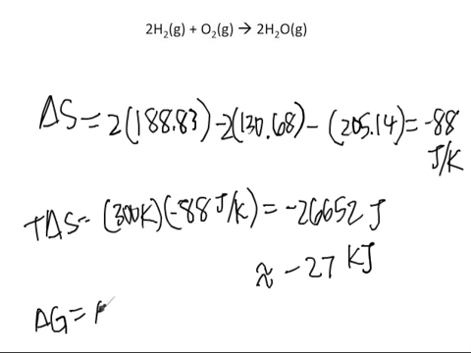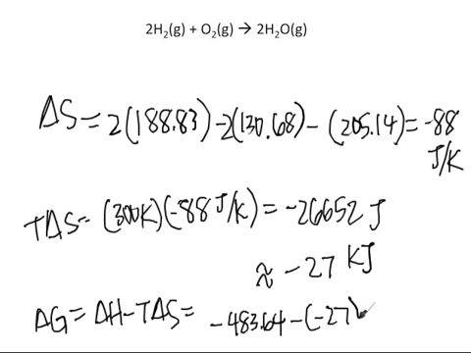Okay, and now we can calculate the delta G. So delta G equals delta H minus T delta S. Delta H we calculated earlier was minus 483.64. Then minus 27. That is going to give us around minus 458 kilojoules about. Okay, and so as we predicted, this is spontaneous, right? Negative is spontaneous. So this agrees with what we predicted.